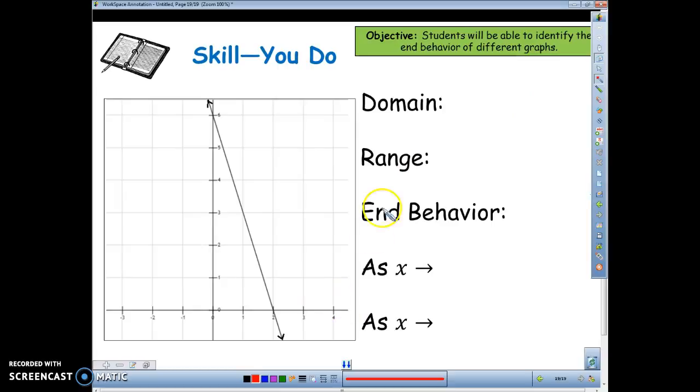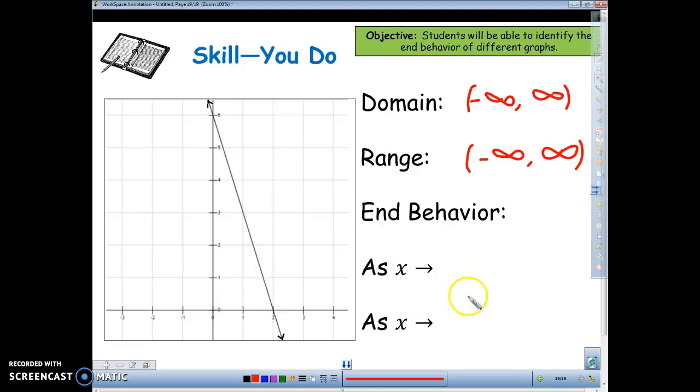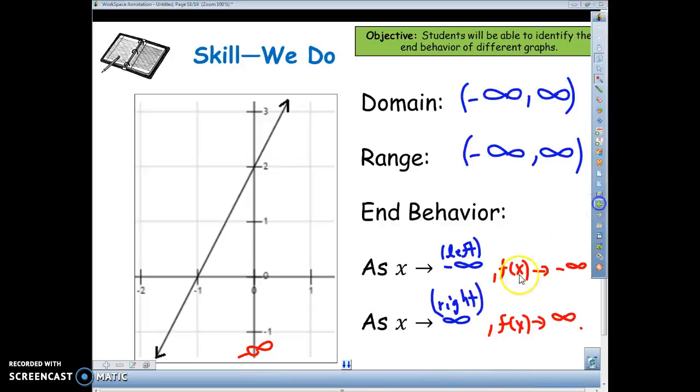Here, this one you're going to do, I want to remind you that the domain for linear functions is negative infinity to positive infinity, right? This graph, it doesn't stop at any point, it continues, and the range is also negative infinity to infinity. But I want you to do the end behavior on your own. Remember, always we have as x goes to negative infinity, we want to describe what happens to y. We want to describe what happens to f of x. And as x goes to positive infinity, what happens to my y values, right?